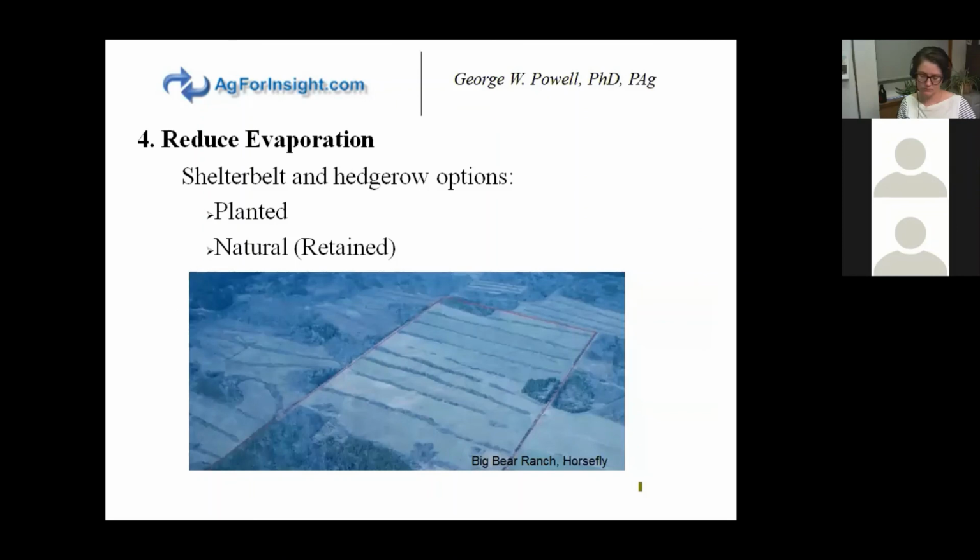Shelter belts can be either planted or you can retain them from the native vegetation on the farm. Most of the area in the central interior is naturally forested. This is an example from Horsefly at Big Bear Ranch, Reiner Krumsick's place. When they cleared the fields here, they windrowed the trees in coarse woody material across the field. Those windrows resprouted with trees and shrubs, creating semi-natural shelter belts.